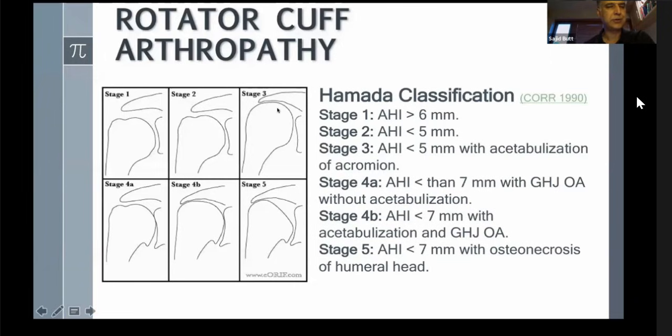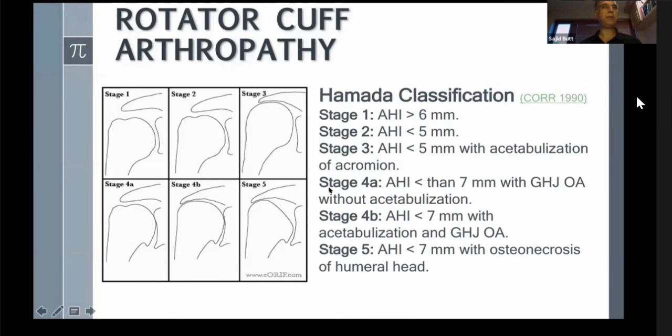So that's stage 3. Stage 4 is like a stage 2, but you've got early irregularly reduced glenohumeral joint space. Here, the joint space was normal. Here, it's abnormal. In 4B, you get abnormally reduced glenohumeral joint space and the abnormal articulation between acromion and the humerus. And then in stage 5, we get osteonecrosis of the humeral head. It's a very, very advanced condition. So that's how you tend to look at it.